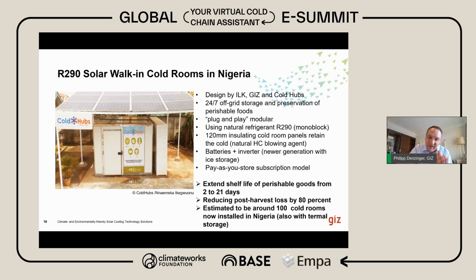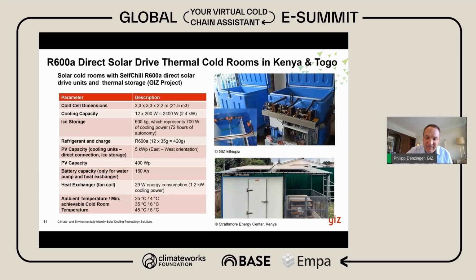We also used the natural blowing agents, cyclopentane, for the insulation panels and R290 monoblock. The first systems had batteries, but Cold Hubs also developed systems then with ice storage. And we just had the presentation.